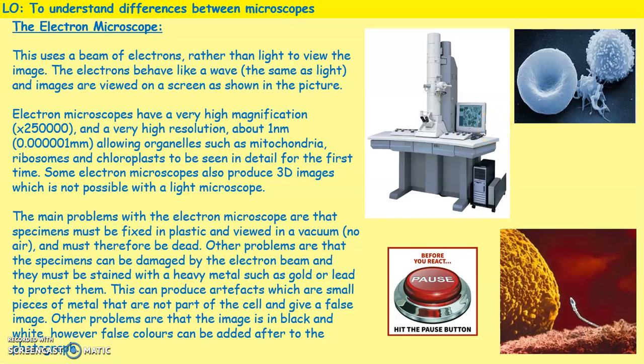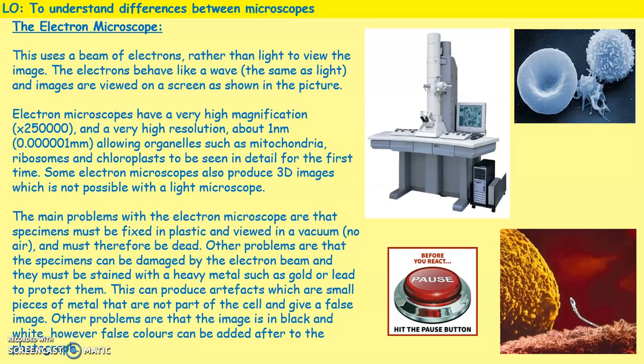They have a really high magnification and a very high resolution, about 1 nanometer, allowing organelles such as mitochondria, ribosomes and chloroplasts to be seen in detail for the first time. Some electron microscopes are able to produce 3D images, which are not possible with a light microscope. The main problems with electron microscopes are that the specimens must be fixed in plastic and viewed in a vacuum with no air, and therefore they must be dead before we can view them. Other problems are that specimens can be damaged by the electron beam, and they must be stained with a heavy metal such as gold or lead to protect them.